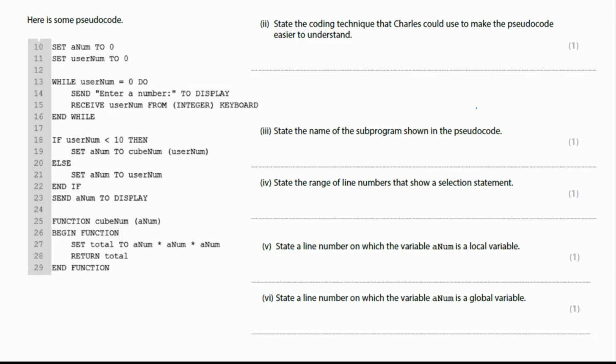Apologies for formatting here, but we've got some pseudocode given to us and we have a few 1-mark questions to do with it. So we first of all have to state the coding technique that trials could use to make the pseudocode easier to understand. So the 3 things on the specification are indents, comments and descriptive variable names. Well, it has got descriptive variable names, it has got indents, so the third option is comments. The comments are the most obvious one usually, and this is the one that's missing out of those 3 that Edexcel want you to know about.